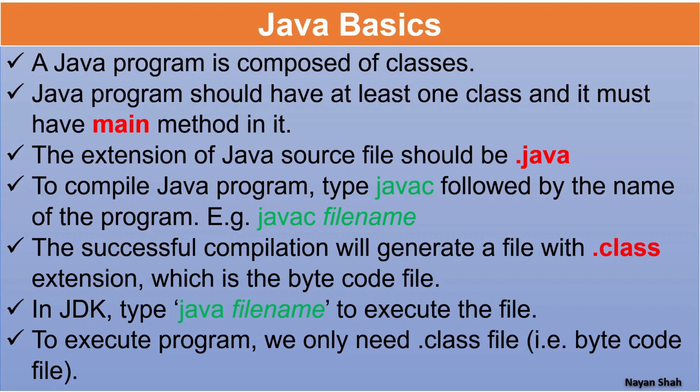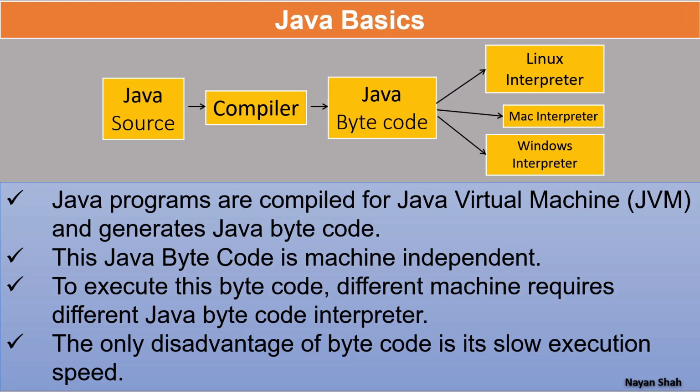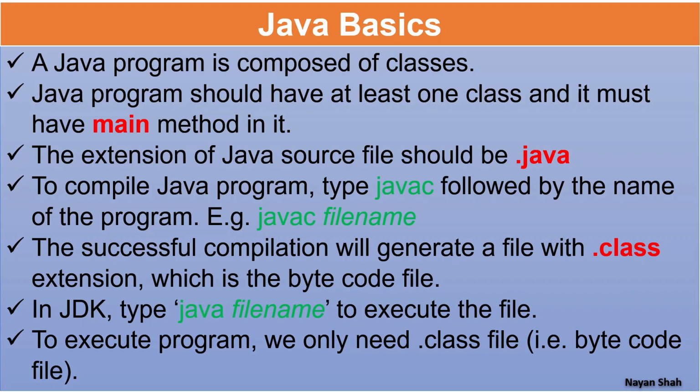The extension of a Java source file, which we create in Notepad or any other text editor, should be .java. And to compile this Java program, the command is javac, followed by the file name of the Java program or the source code. If there is no error, then successful compilation will generate a file with the .class extension, which is called bytecode or binary file. As you can see here, the third box, that is Java bytecode, will have the extension .class.